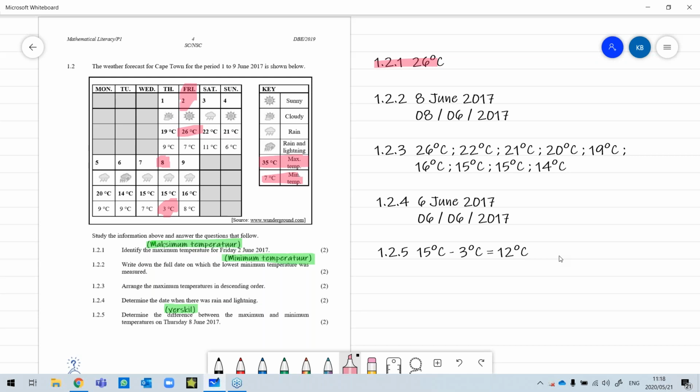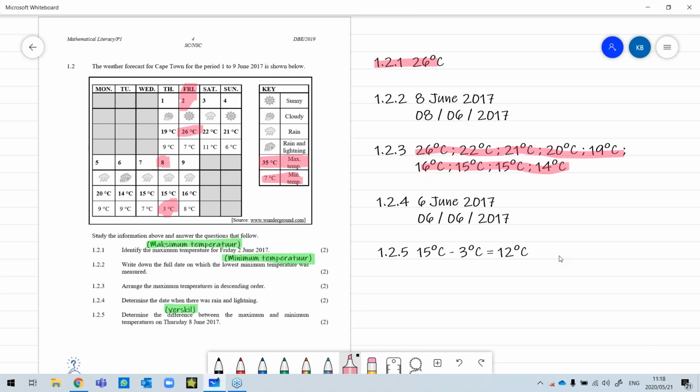Question 1.2.3. Arrange the maximum temperatures in descending order. So descending is from big to small, from your largest or your hottest temperature to the coldest temperature. And we are going to be arranging the maximum temperatures. So this is, once again, quite straightforward. I'm not going to spend too much time explaining this question. As you see, I already did 26, 22, 21, 20, 19, 16, 15, 15, 14. And therefore, you have just arranged your maximum temperatures from the hottest to the coldest temperature.